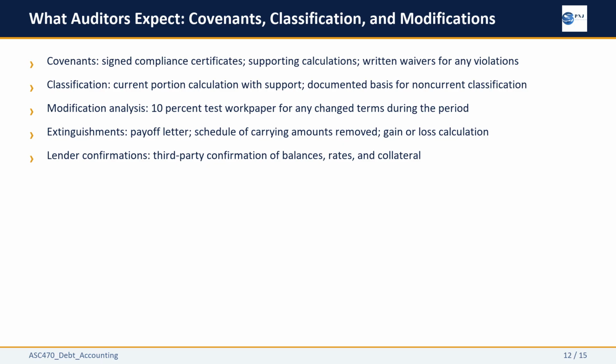Any debt that matured, was modified, or was extinguished during the period gets its own workpaper showing the 10% test results. And for payoffs, they want the payoff letter, the schedule of every balance removed, and the gain or loss calculation. Finally, most audits include a direct lender confirmation. A third party independently confirms the outstanding balance, interest rate, and collateral. Have all of this ready before fieldwork begins.